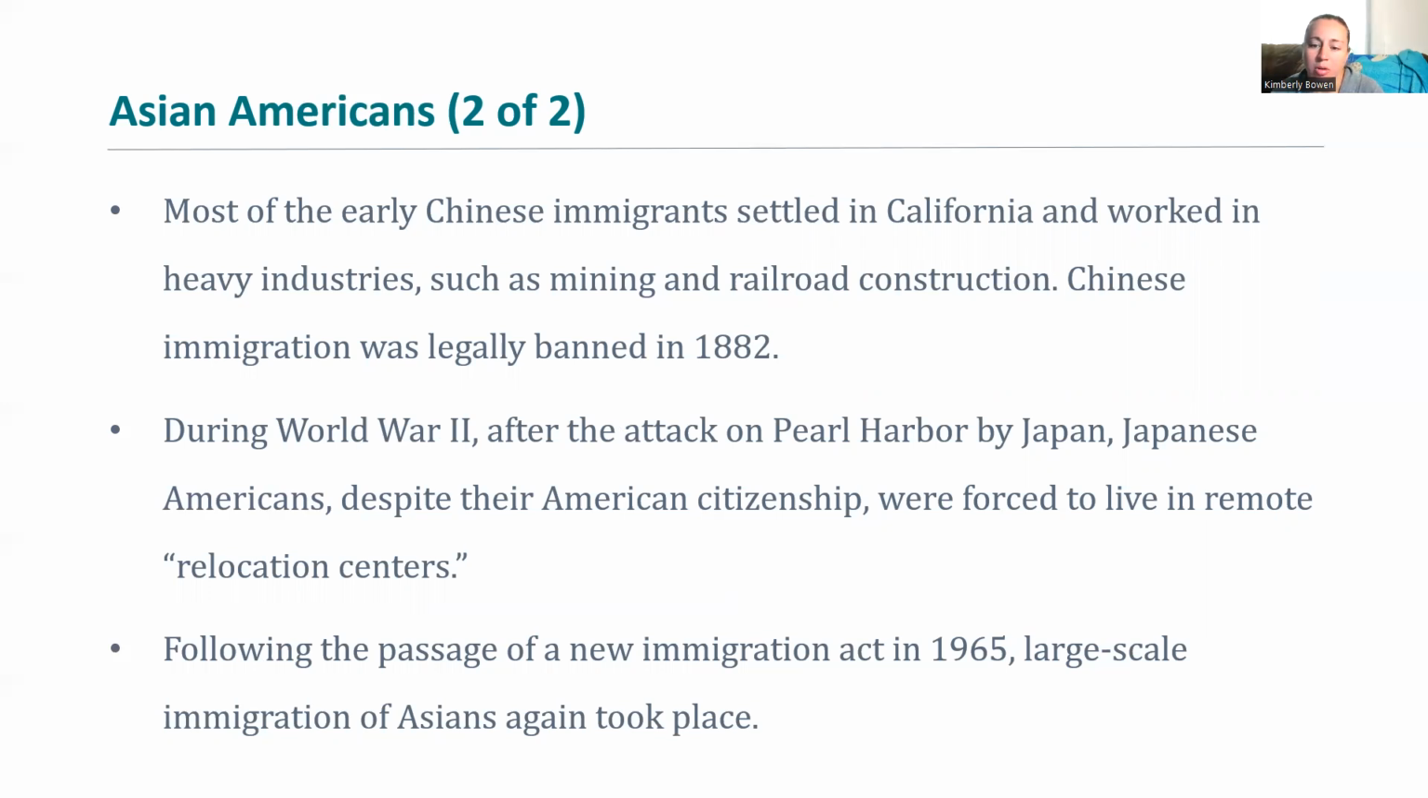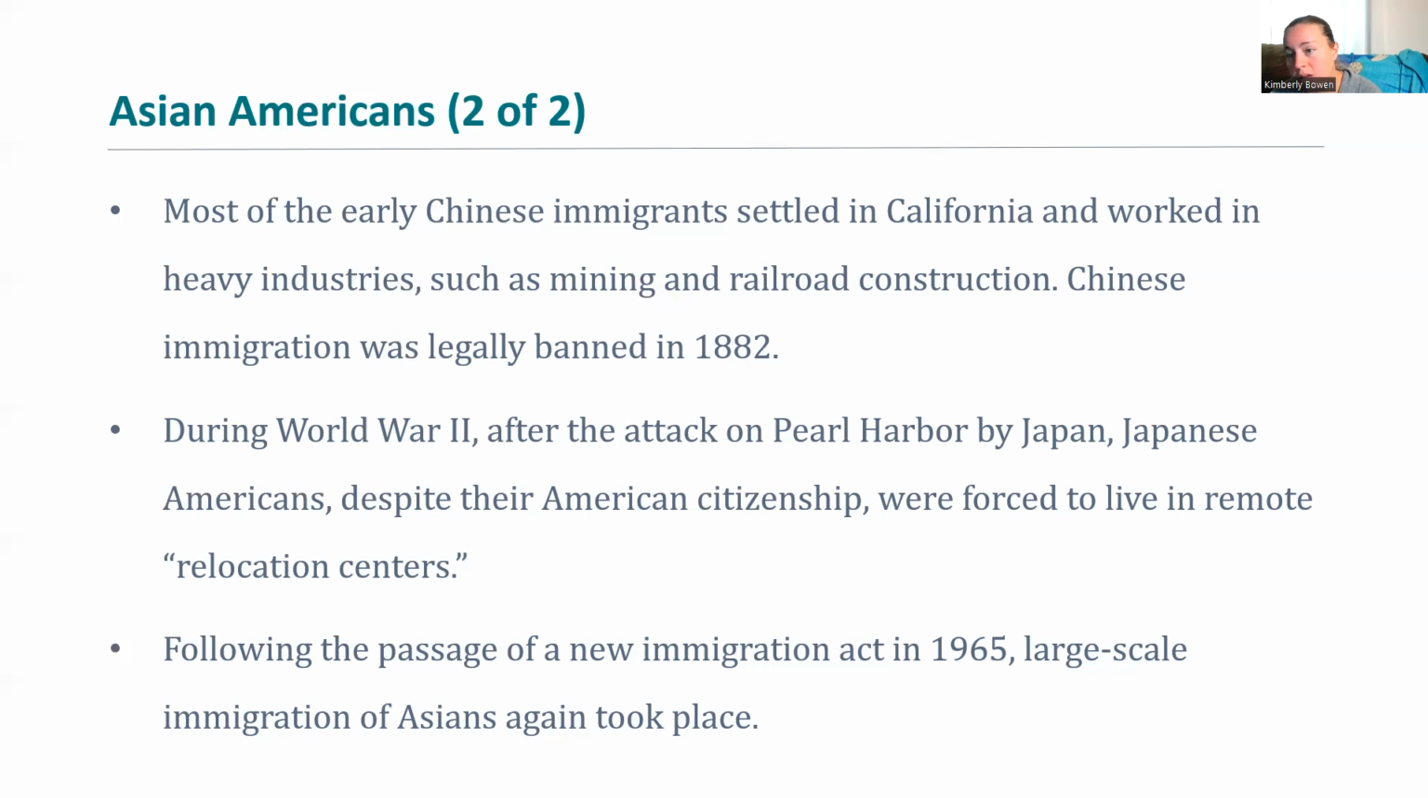During World War II, after the attack on Pearl Harbor, Japanese Americans, despite their American citizenships, were forced to live in remote relocation centers. And notice the language here and the quotations. They were sent to Japanese internment camps, is what happened in the United States. And we don't talk about it because if we talk about it, then we have to talk about why it was so wrong, and why it was worth going in and being part of World War II against the internment camps in Germany. But it was fine for the US to do it to its own citizens, US citizens of Japanese descent there in America.